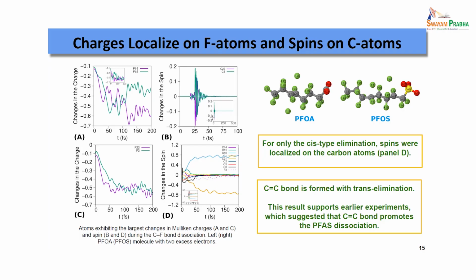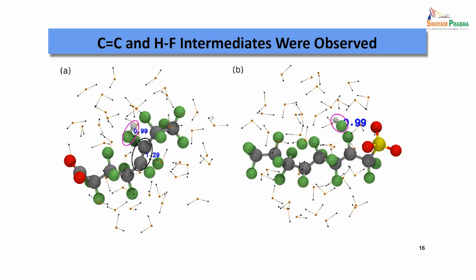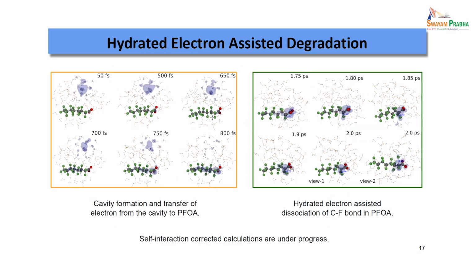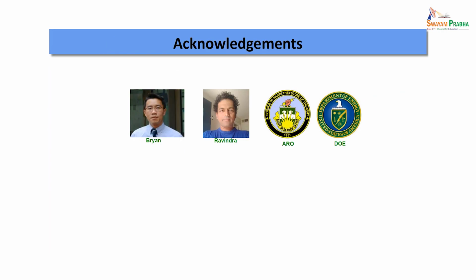And what we additionally observed was the formation of a C double bond C after the elimination of these fluorine atoms, and that is helping further to degrade these systems. Okay, so essentially, apart from all of these ones, we also observed the formation of hydrogen fluoride, which is one of the products that was also observed in the experiments. Even the C double bond C was also observed in the experiments, suggesting that these simulations are predicting something good. We are also studying hydrated electron assisted degradation. As I told earlier, Brian is the one whom I worked with. This work is also done along with Ravindra. And these are the acknowledgements.